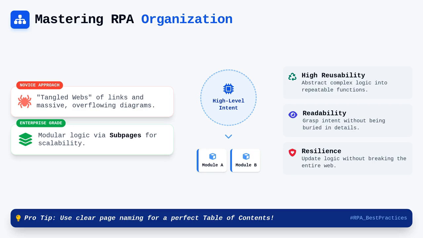When designing these flows, think of each subpage as a self-contained function that should ideally have a single responsibility. By keeping your logic modular, you also make the process more resilient to change, as modifying a specific piece of functionality only requires adjustments within the relevant subpage rather than surgically removing nodes from a tangled web of links. Always name your pages clearly, as the navigation bar on the left becomes your table of contents when you inevitably revisit the process to update it months later.